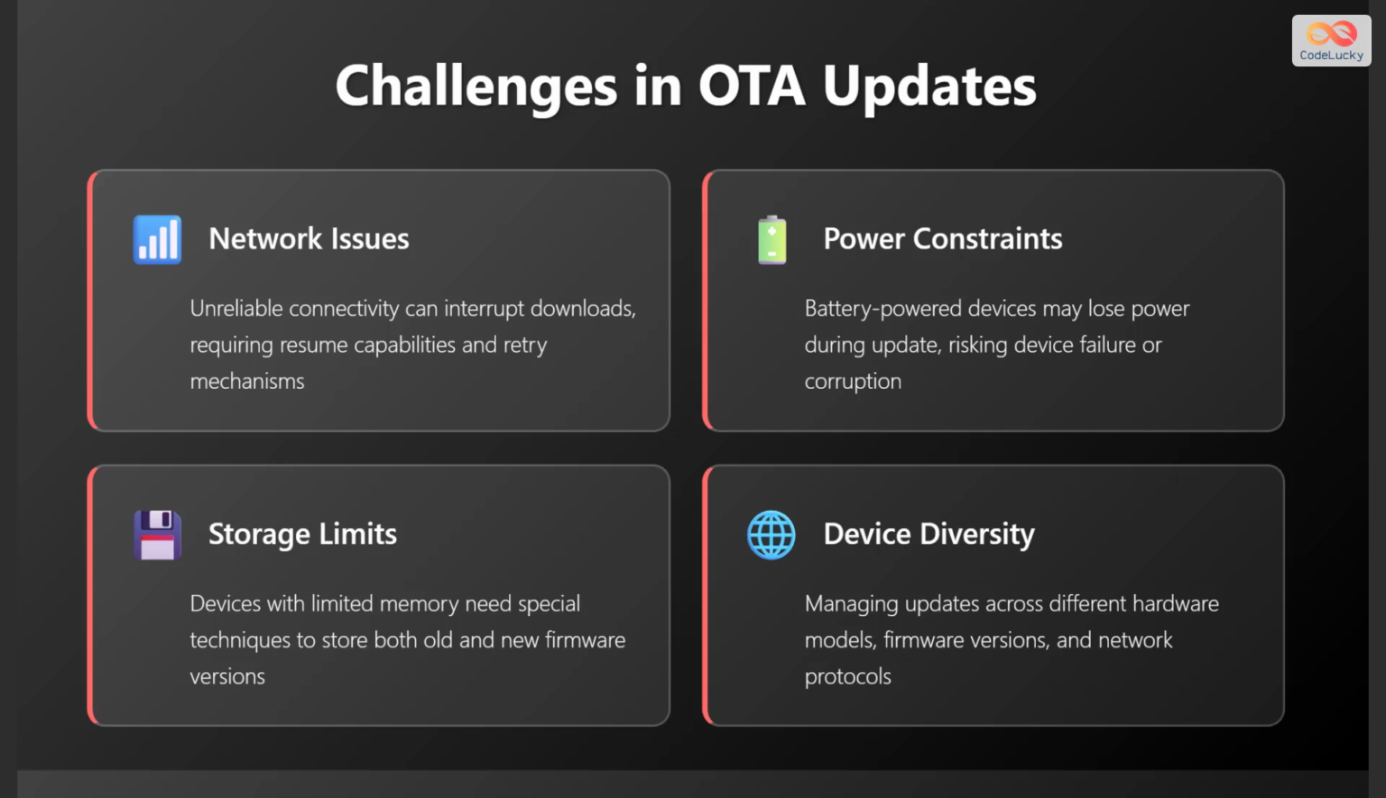Storage limits affect devices with minimal memory. These devices need special techniques to store both old and new firmware versions during the update process. Finally, device diversity complicates update management. When you have different hardware models, firmware versions, and network protocols, creating a unified update system becomes complex. You need robust version management and compatibility checking to ensure updates go to the right devices.